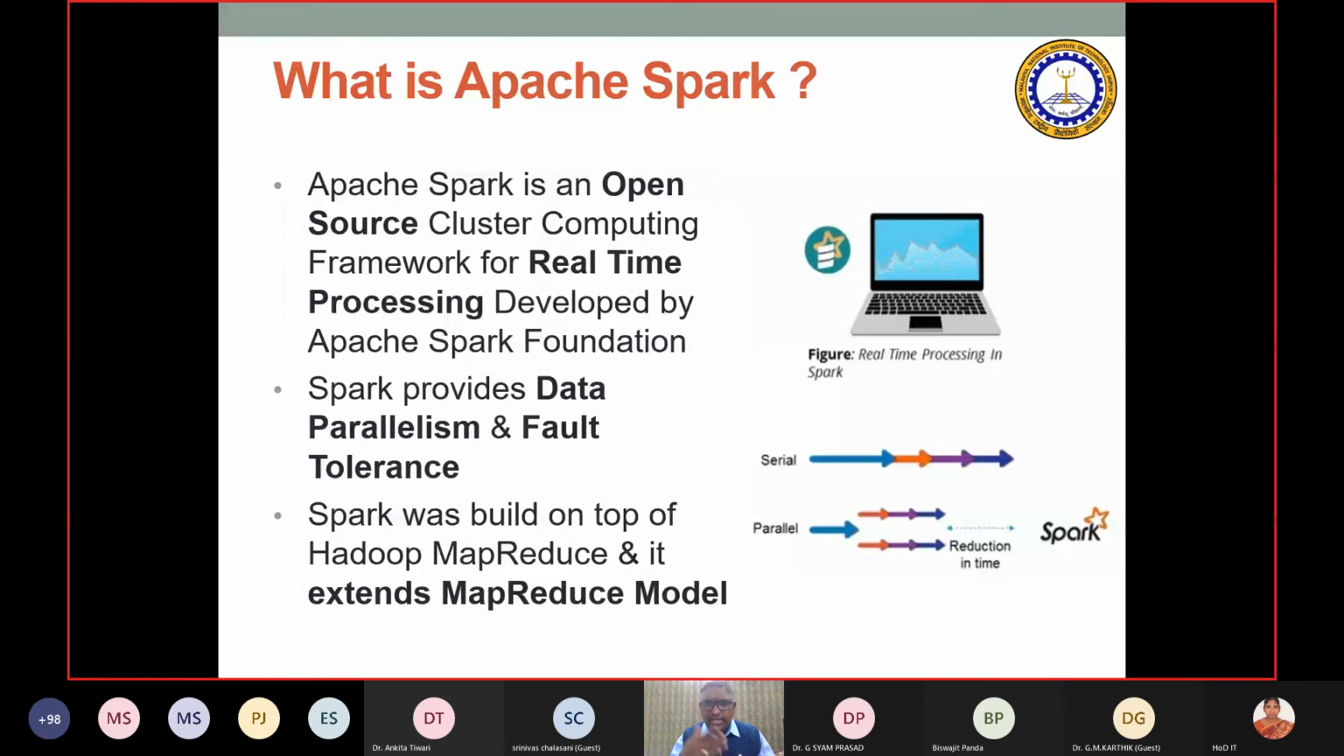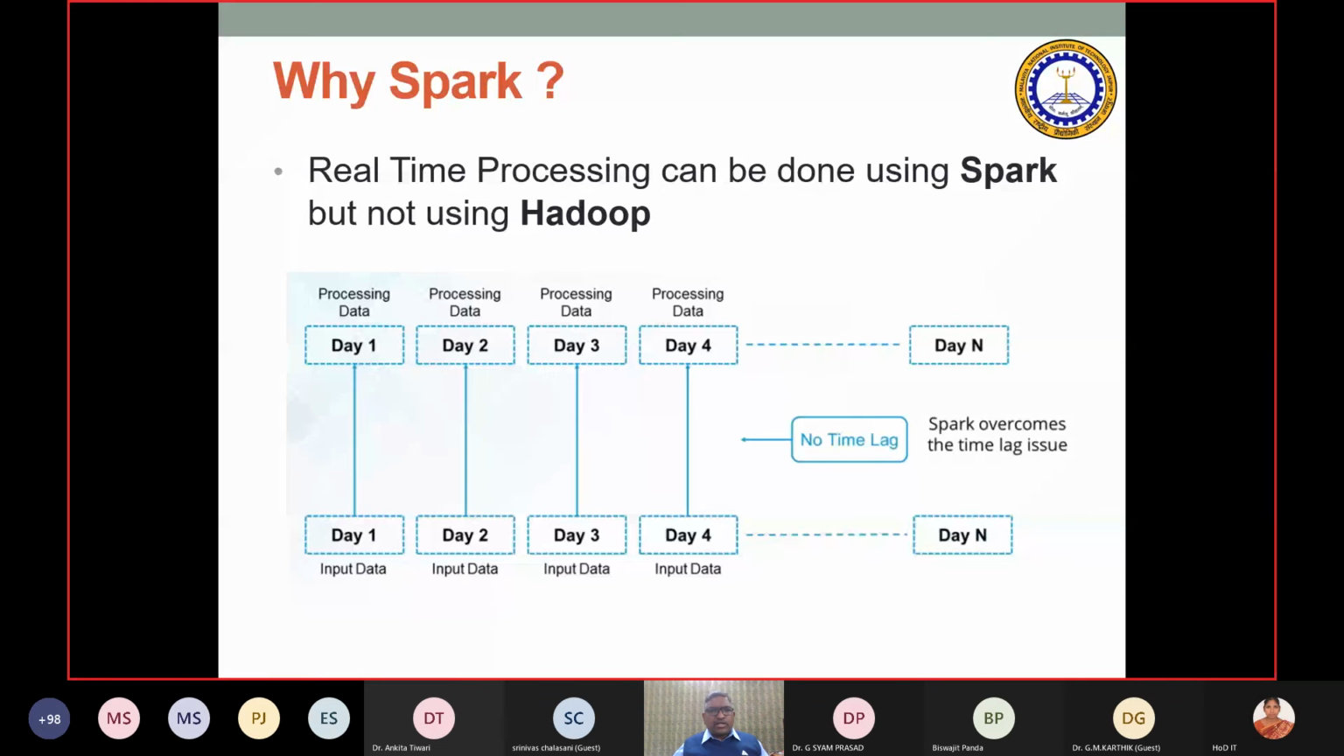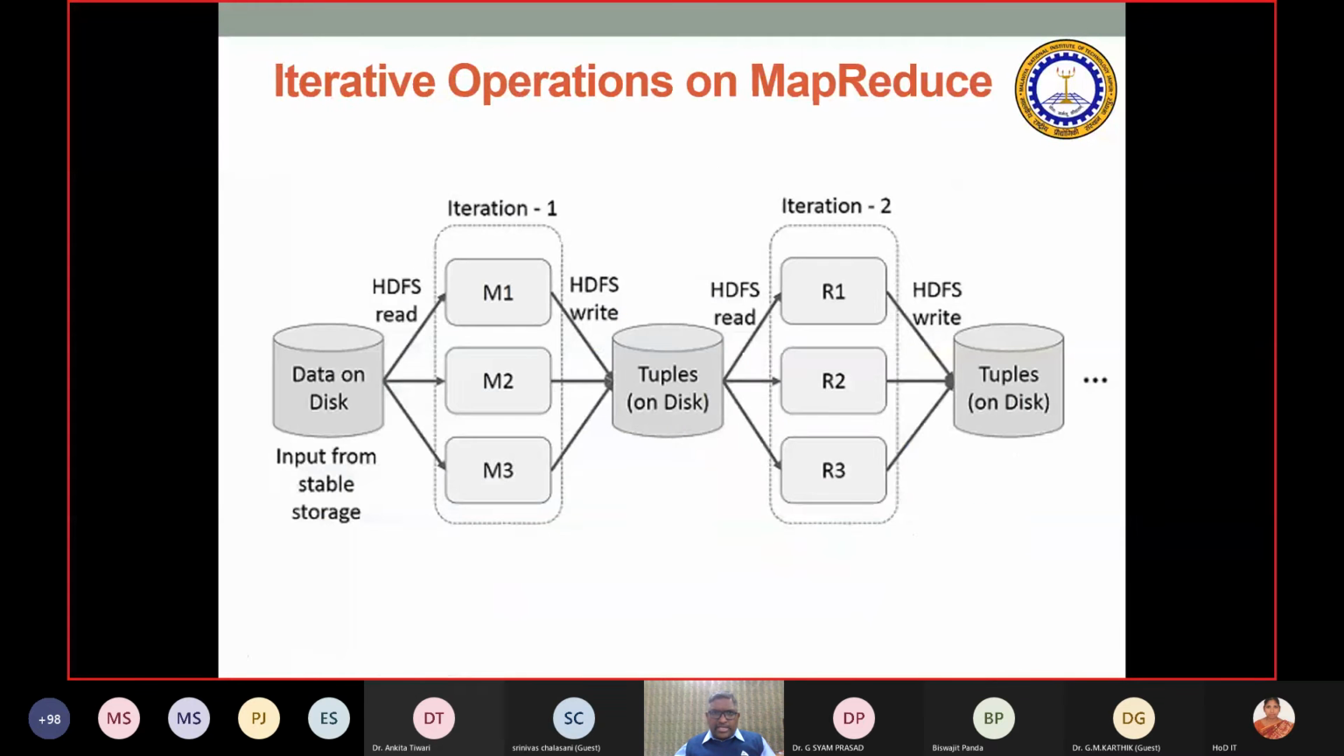So this is another version, in different words, of introducing Spark, the definition of Spark and what can be done. Real-time processing can be done using Spark, but cannot be done using Hadoop. As day one processing happens, every day the data can be immediately retrieved, analyzed and given. As we see, in MapReduce the data has to go onto the disk and then it writes. So this is how MapReduce runs.